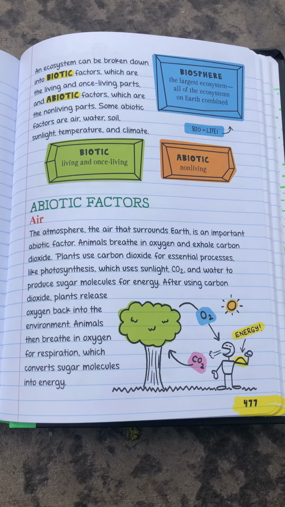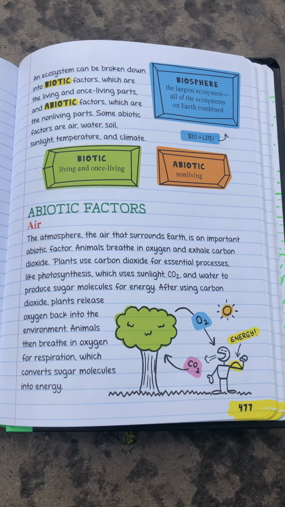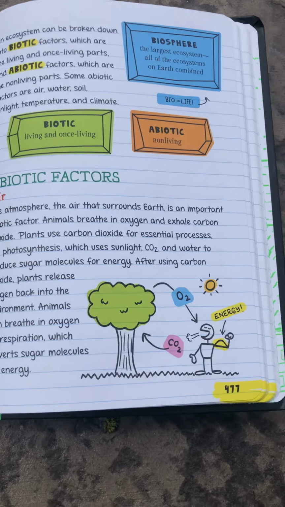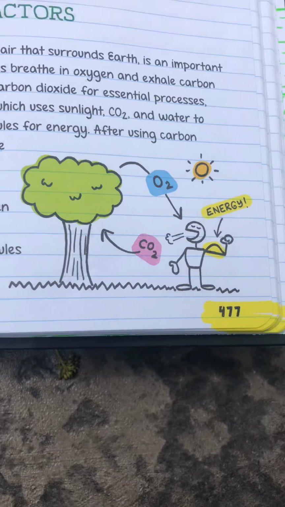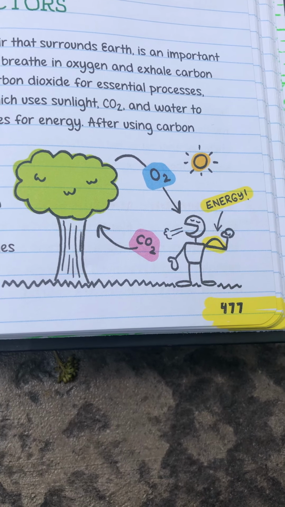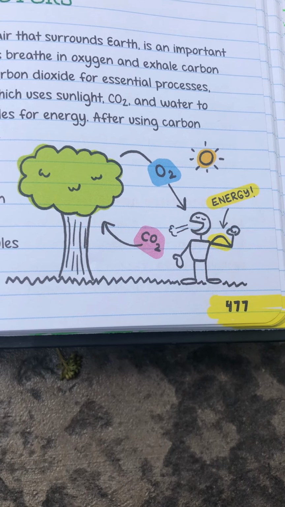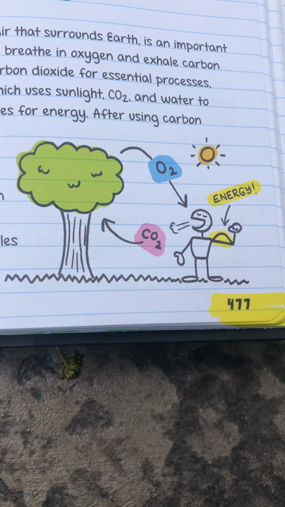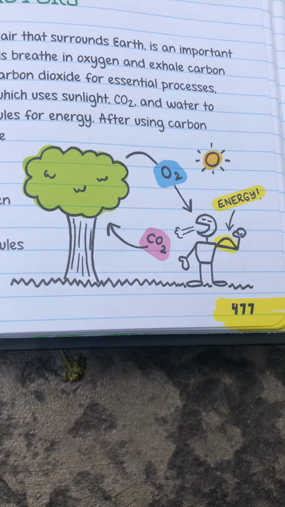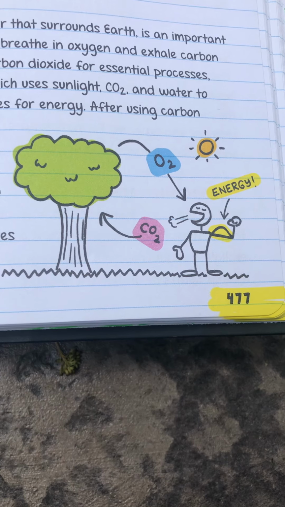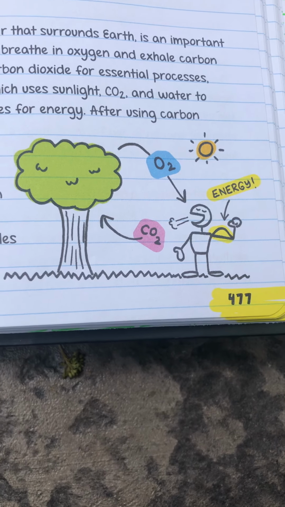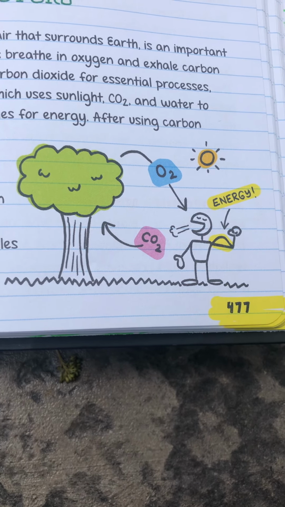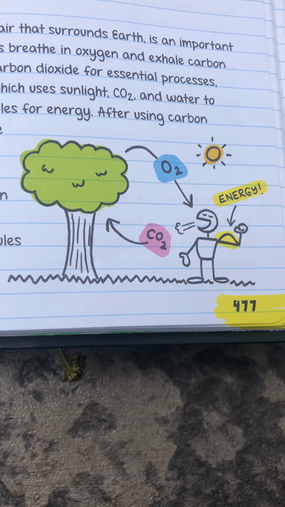If we look at abiotic factors, the first one that they show you is the air. We've talked about this. You can look at this picture, which is basically the carbon-oxygen cycle, where we've talked about photosynthesis and cellular respiration way back when. And remember, the plants are going to take in the carbon dioxide that we breathe out, and then they are going to give us the oxygen that we need.